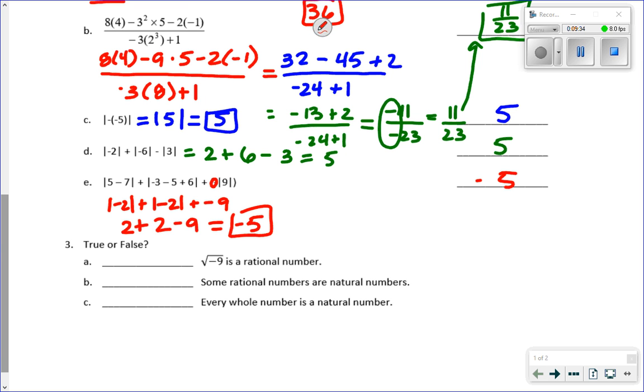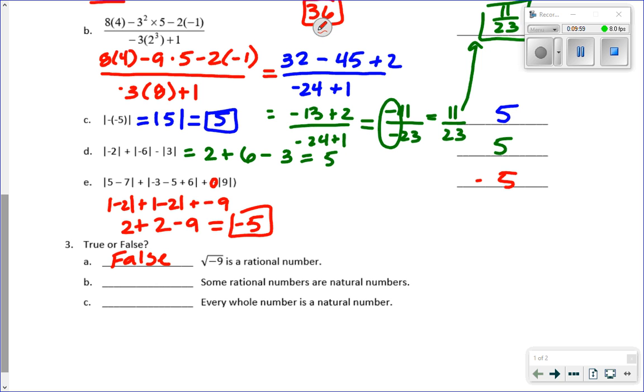All right, part 3, some true or false. This is similar to your homework problems that you had to do with classifying numbers. So the square root of negative 9 is a rational number. Okay, the square root of negative 9, if you plug that into your calculator, it's going to say syntax error or something like that. That's because it's an imaginary number. Imaginary numbers are not rational, so this would be false.